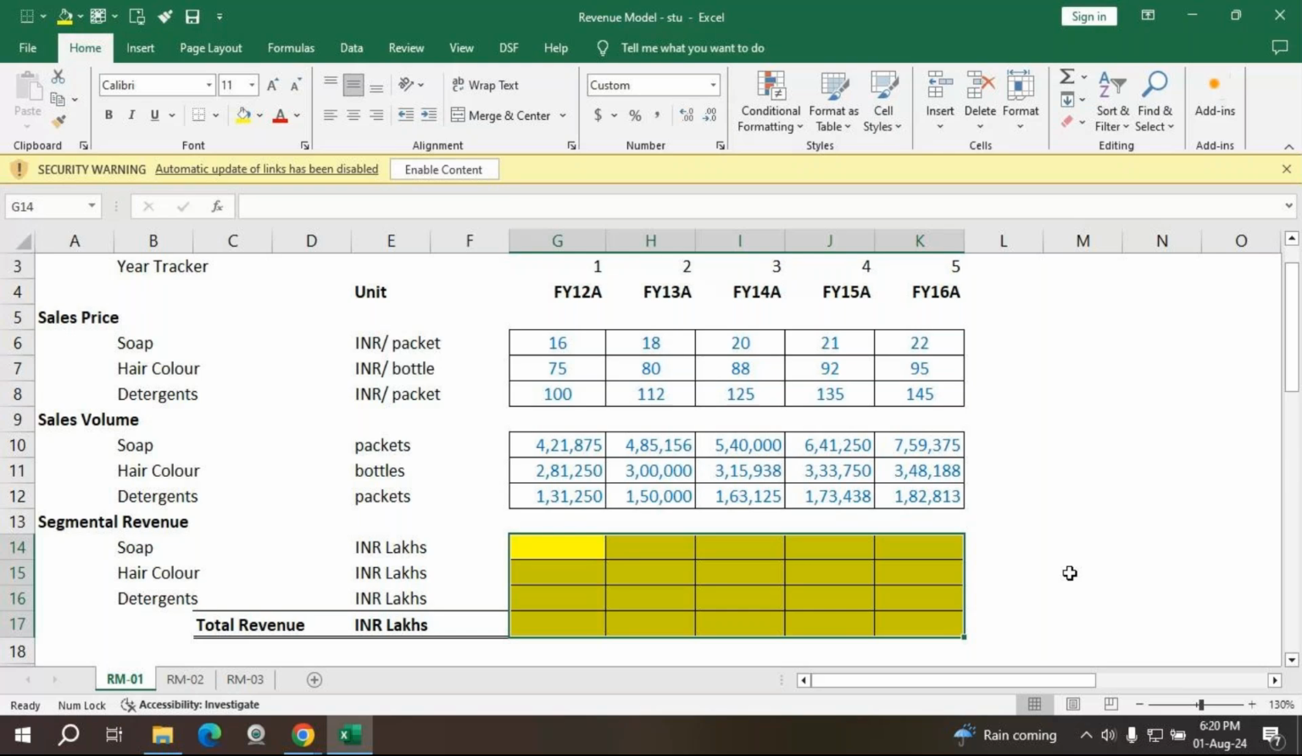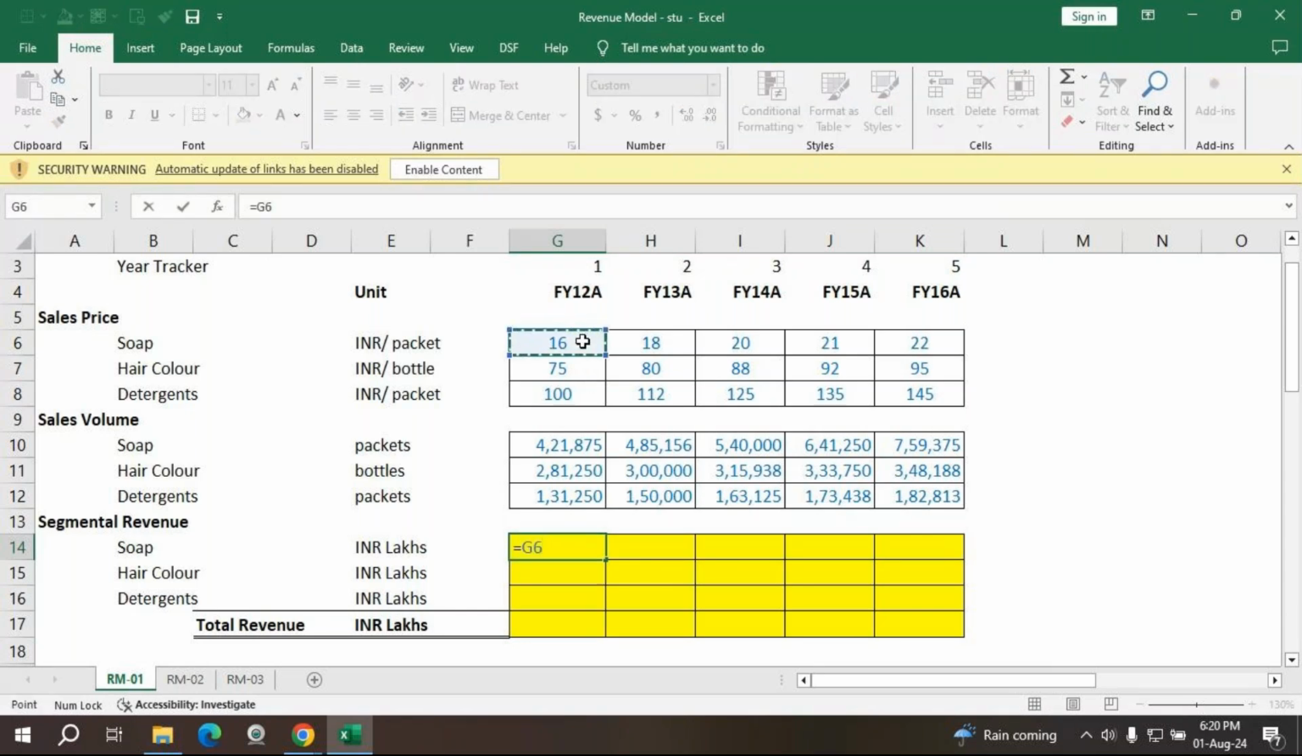So let me solve it. Just check whether you are getting the proper answer. So here I'm telling there are a few items that I'm selling: here 1, here 2, here 3, here 4, here 5. So I'm selling soap, hair color, and detergent. The selling price is as follows, and the sales volume. Here I wanted to calculate, so here I'm going to take 16 into the number of packets sold.